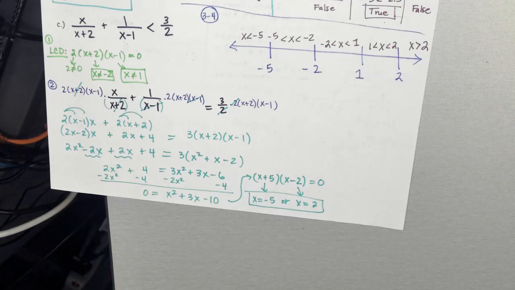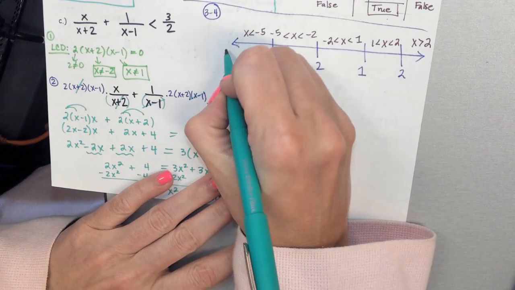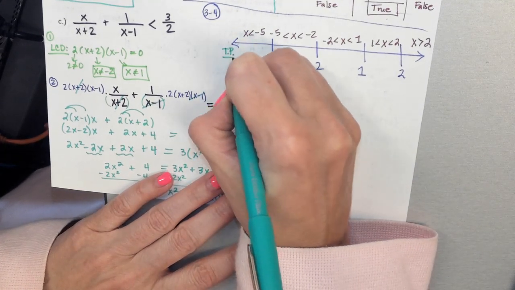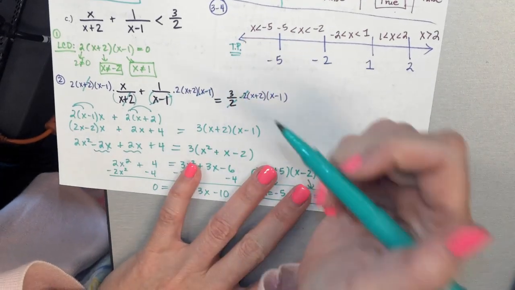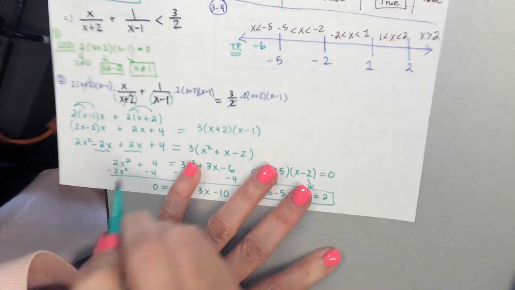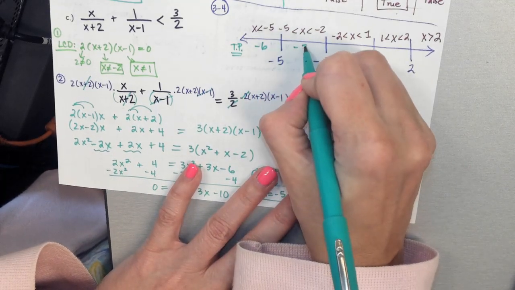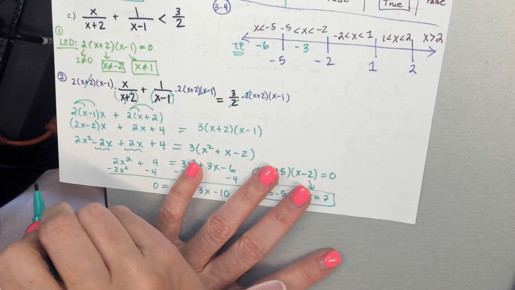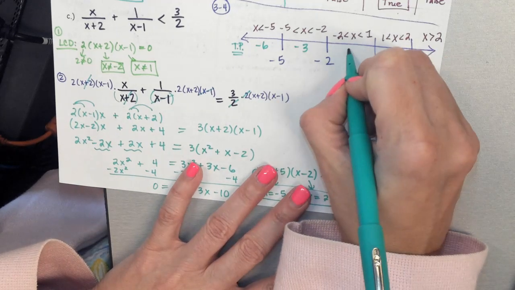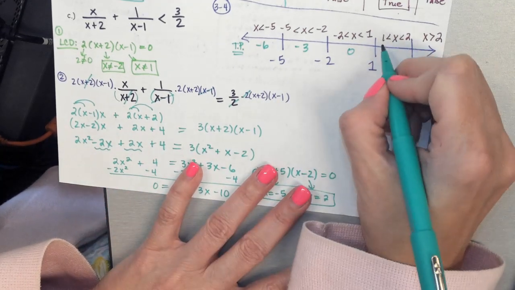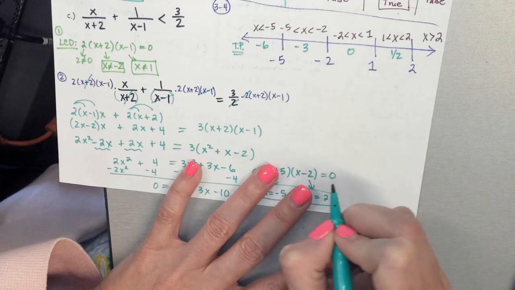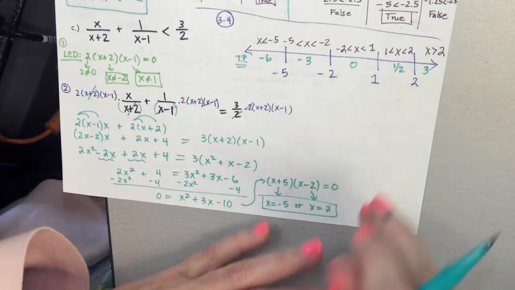Okay, so for this one, like I said, I am going to let you use the pattern on it. We're going to pick out test points. So if I were to do a test point that's less than -5, I would choose -6. In between -5 and -2, I would choose -3. In between -2 and 1, I'd choose 0. Between 1 and 2, I'd choose 1/2. Greater than 2, I'd choose 3.